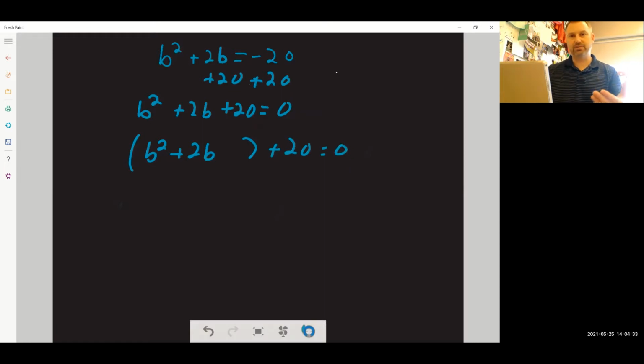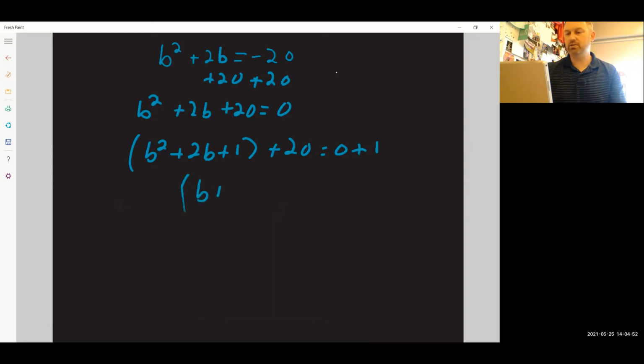Okay, now take half that linear term, square it. So half of 2 is 1, 1 squared is 1. But I'm not just adding 1 to this side, I'm really adding 1 to this side also. So to keep that equation balanced, I need to do the same thing to both sides. Okay, so I can rewrite this as b plus 1 squared, subtract 1 to both sides.